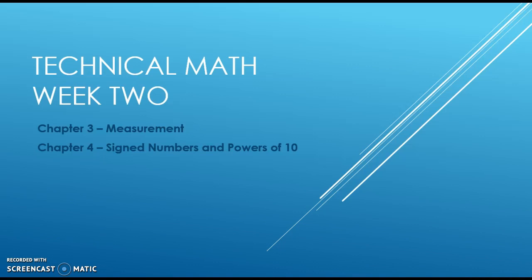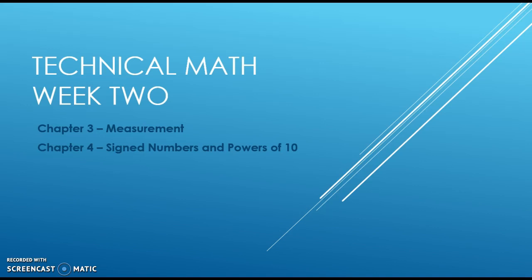This week we are going to be covering the next two chapters, which are chapter 3 on measurements and chapter 4, which is about signed numbers and the powers of 10. I just wanted to point out a few things. This set of slides has about 26 slides in it, but there's a lot of material in your textbook too.